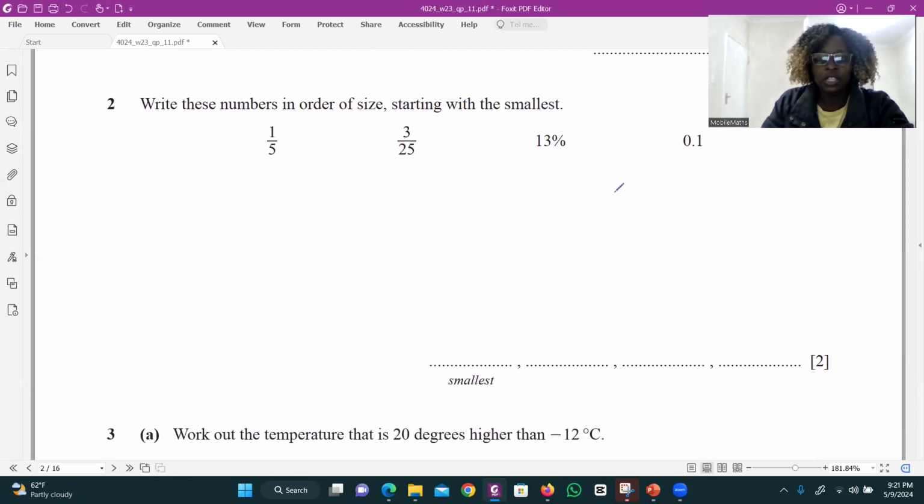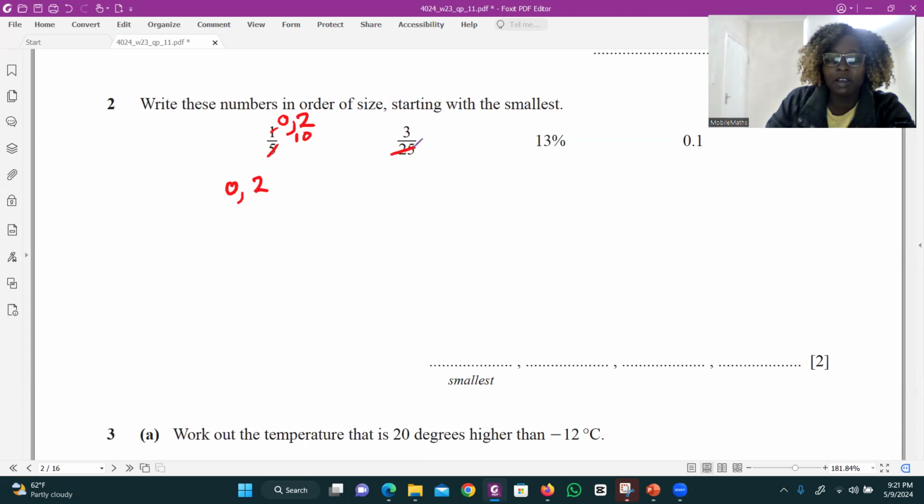Okay, so this question, we have got numbers that are listed. We've got fractions, percentages, and decimal numbers. So the easiest way we can do is to try to have them as decimal numbers. That way we can see which one is the largest, which one is the smallest. So 1/5 as a decimal, we can say 5 into 1, that's a 0, 5 into 10, that's a 2. So this is 0.2.